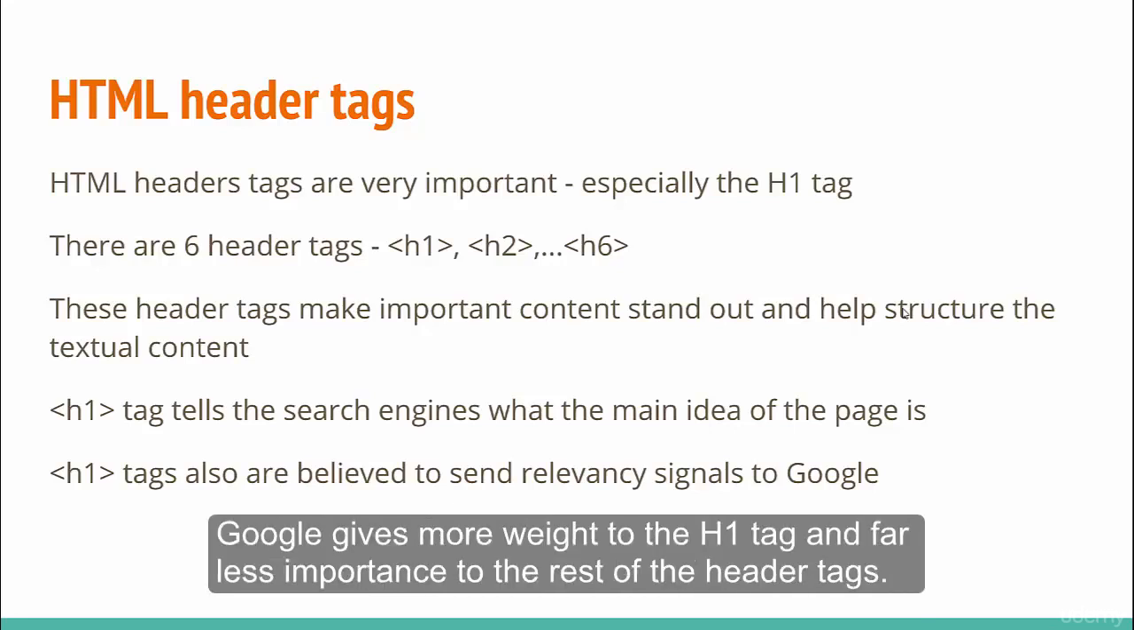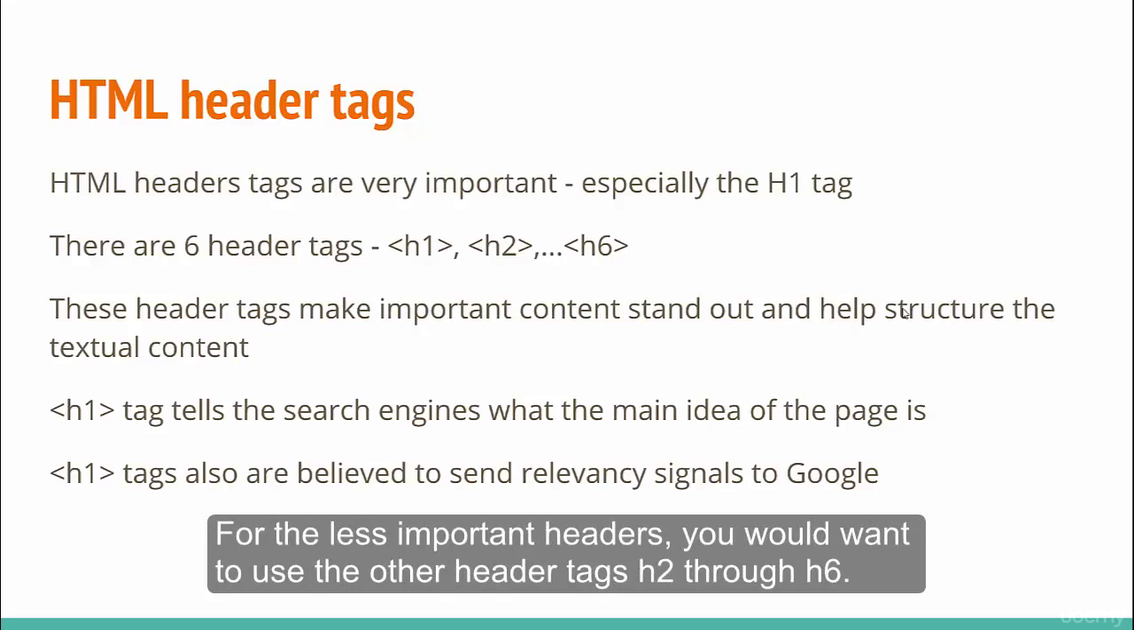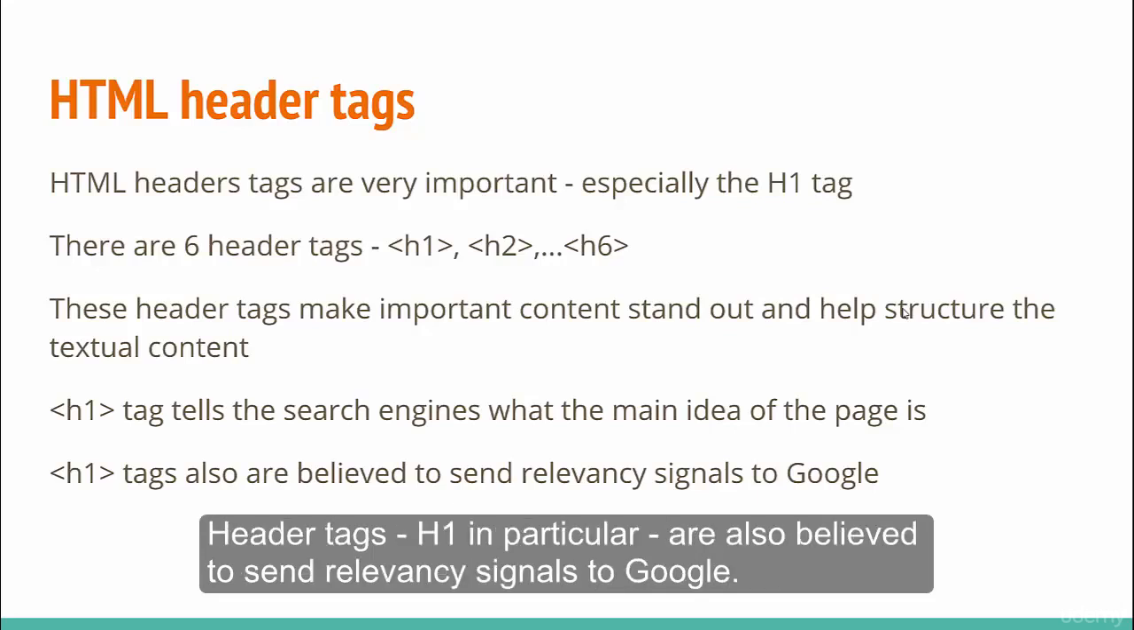Google gives more weight to the h1 tag and far less importance to the rest of the header tags. H1 tag usually is used to tell the search engines what the main idea of the page is about. For the less important headers, you would want to use the other header tags h2 through h6. Header tags, h1 in particular, are also believed to send relevancy signals to Google.